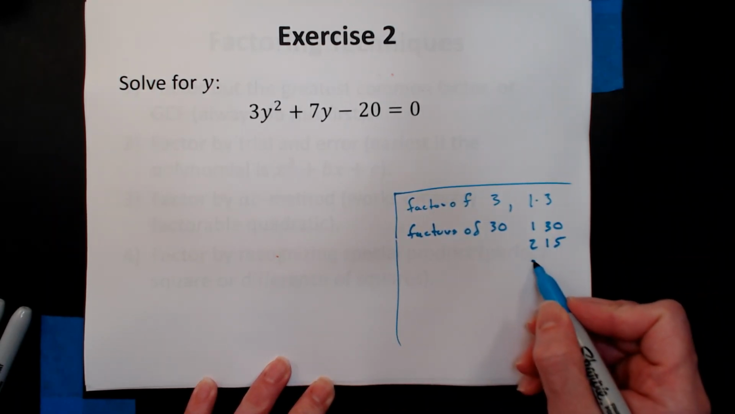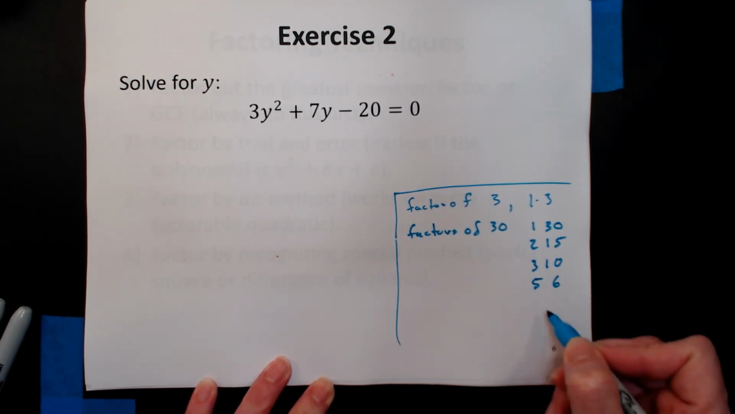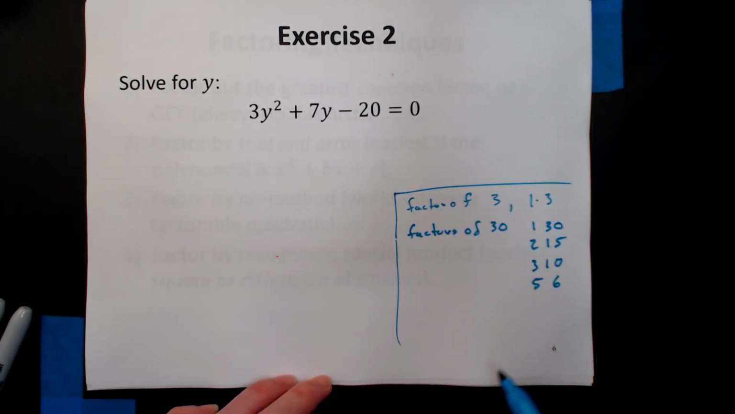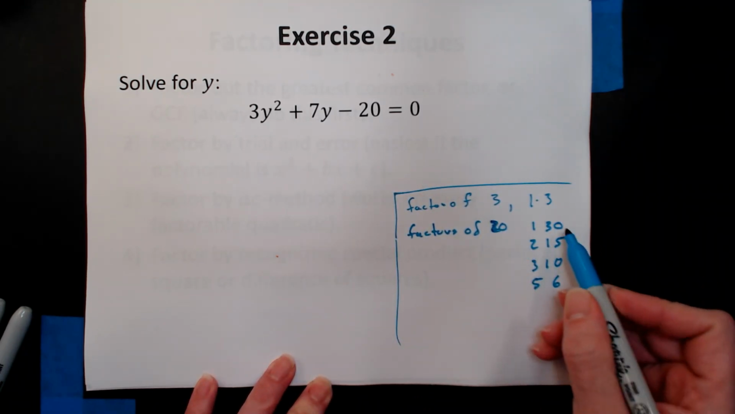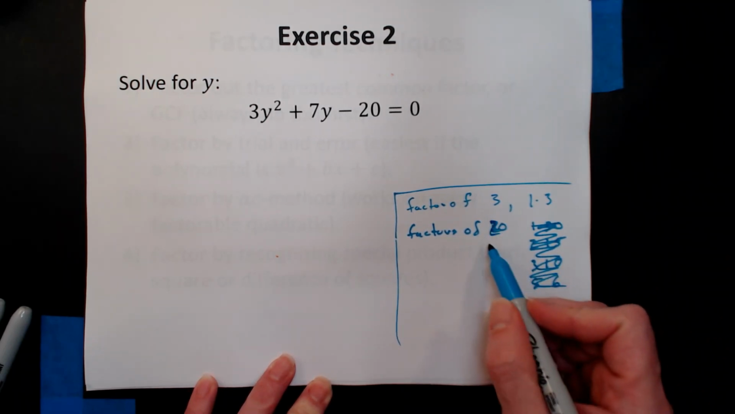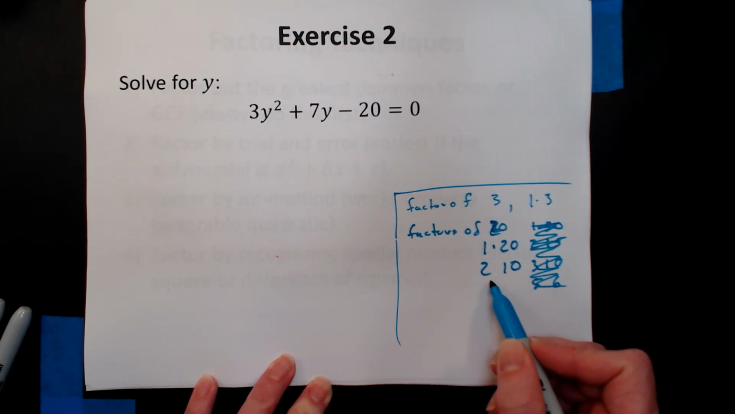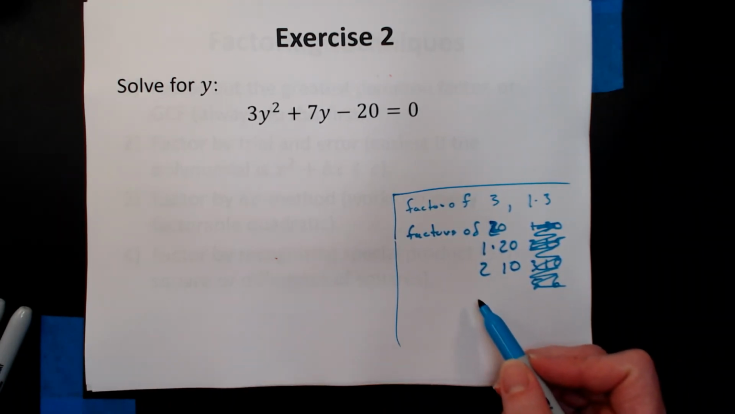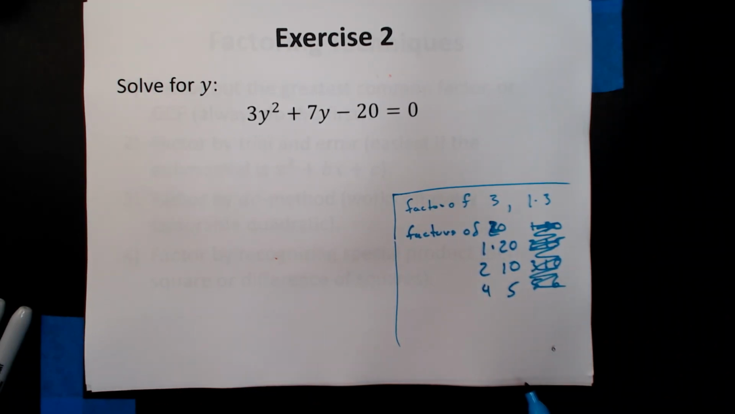2 and 15, 3 and 10, and then 5 and 6. And after that, I repeat myself. So those are all my factors. Oh no, this is not 30, this is 20. I'm thinking of a different one. I would edit this out if I had my editing software with me, and I don't. And 4 and 5. Those are the only ways I get 20 back out.